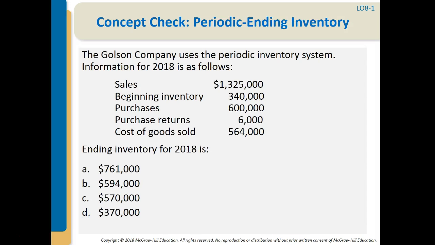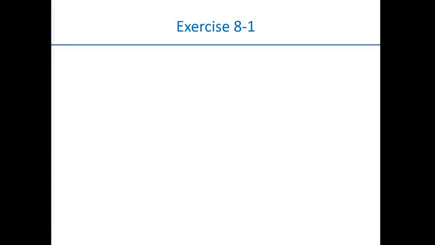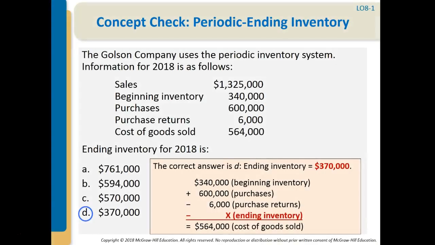Next, the Golson Company uses the periodic inventory system. Ending inventory, in this case, will be the 340 plus the 600 minus the 6,000 purchase returns, and it gives us the cost of goods sold. So we need to then plug in for the ending inventory, which as you see there is $370,000. So let's look at exercise 8.1.